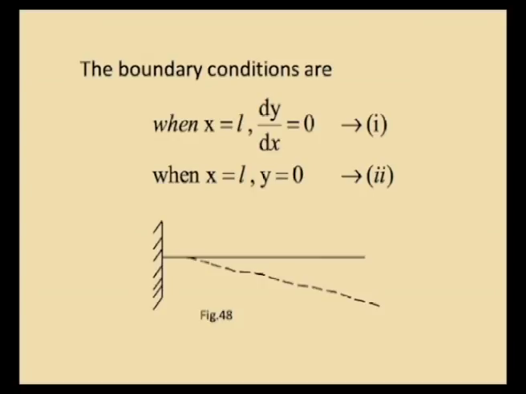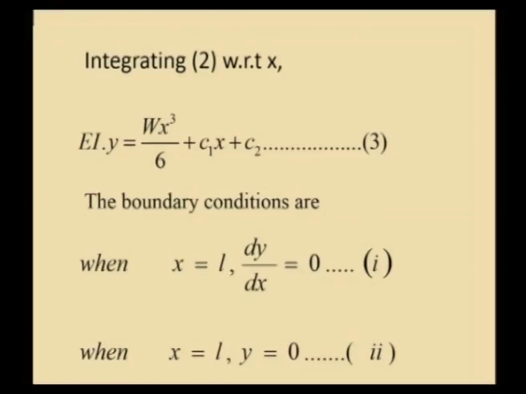So, integrating equation 2 with respect to x, we get E I y equal to W x cube by 6 plus C1 x plus C2. So, we involve two constants of integration, C1 and C2. How do we obtain the constants of integration? The constants of integration shall be obtained using the well known boundary conditions of the problem.